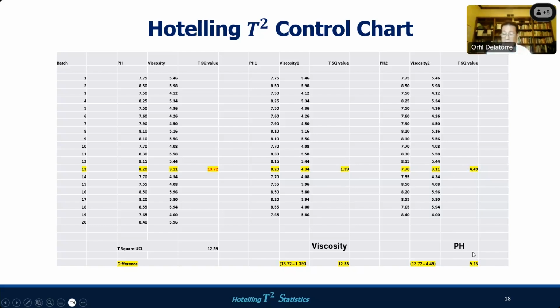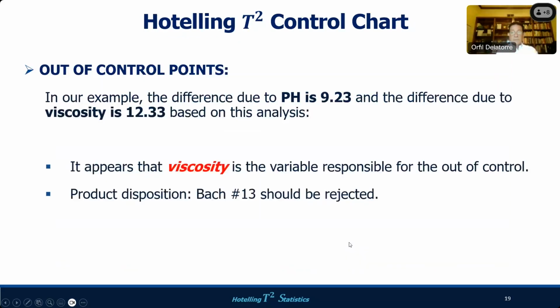And the rule says that the biggest difference is the variable that is responsible for the out of control. Okay, so that's it. The difference for the pH is 9.23, and the difference for viscosity is 12.33. So based on the criteria, it appears that viscosity is the variable responsible for the out of control. And the decision is that you need to reject the batch 13 because it's going to cause functionality issues in the field.